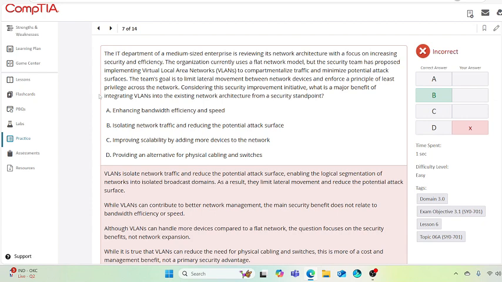Isolating network traffic and reducing the potential attack surface. VLANs isolate network traffic and reduce the potential attack surface, enabling the logical segmentation of networks into isolated broadcast domains. As a result, they limit lateral movement and reduce the potential attack surface.